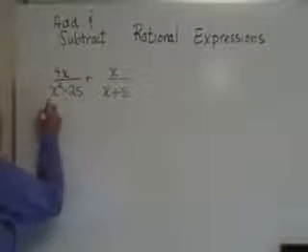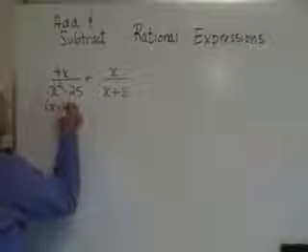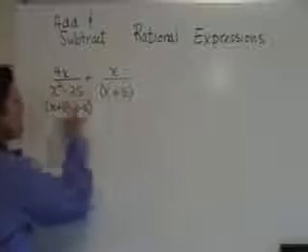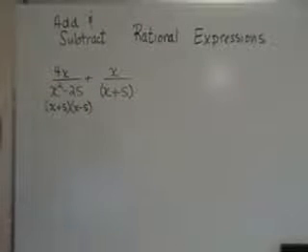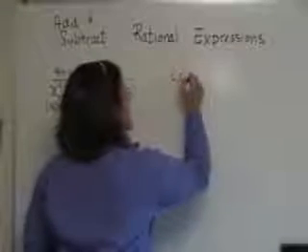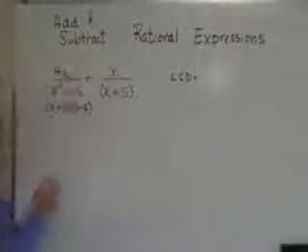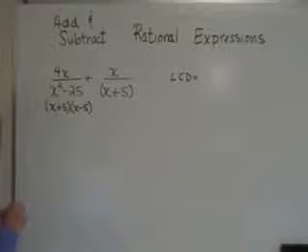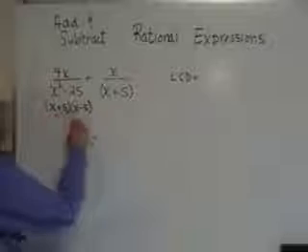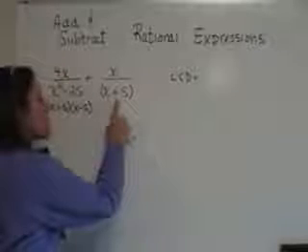This denominator factors into x plus 5 times x minus 5. And this denominator right here can't be factored, and I'll put parentheses around it, expressing it as a binomial. So now, I'm going to write my least common denominator as the product of those binomials, the greatest number of times they occur in any one denominator. X plus 5 occurs here once, and x plus 5 occurs here once.